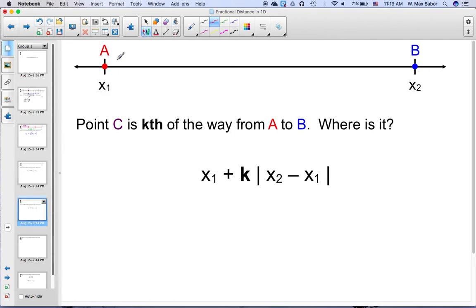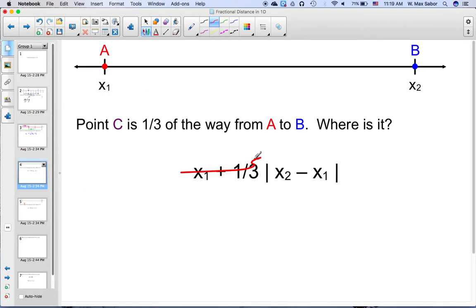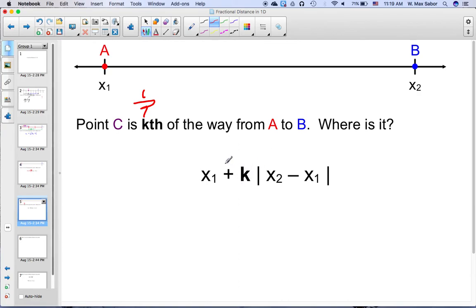If we wanted to say, okay, I'm not just talking about a third of the way, I'm just talking about 1/7 of the way. Well, the only difference here is that this 1/3 is not important. What's important is whatever that fraction is. So if we're going halfway, we would do x1 plus 1/2.